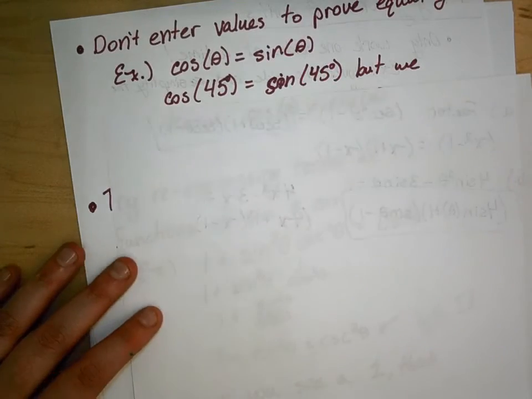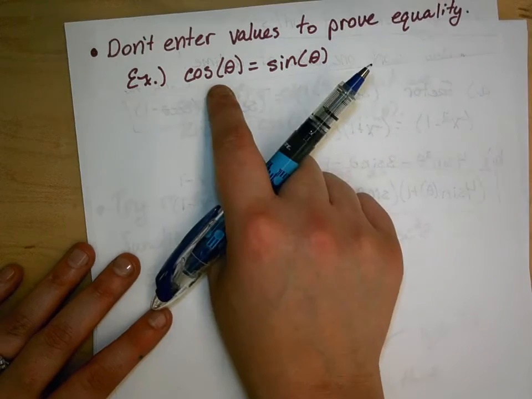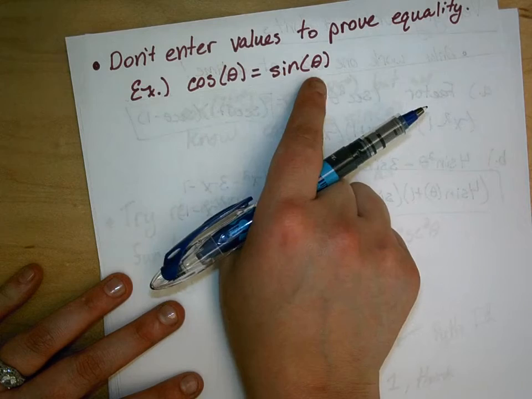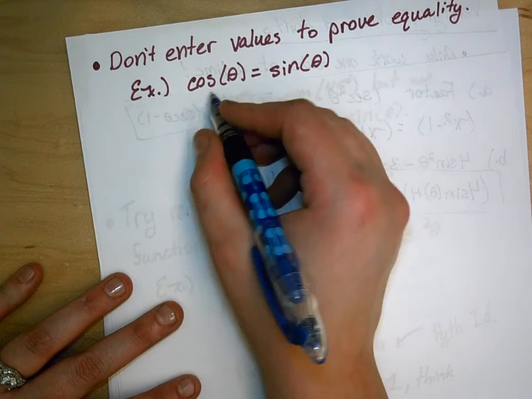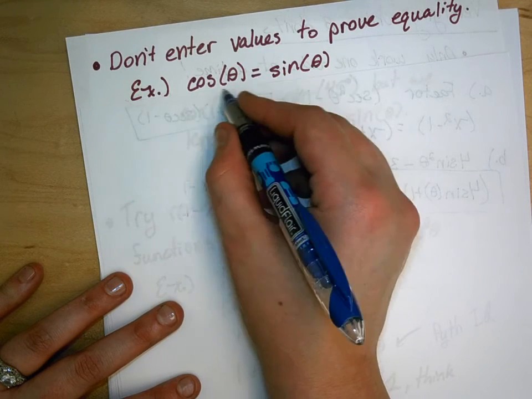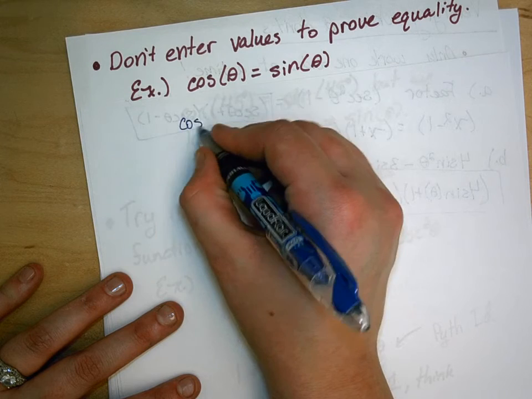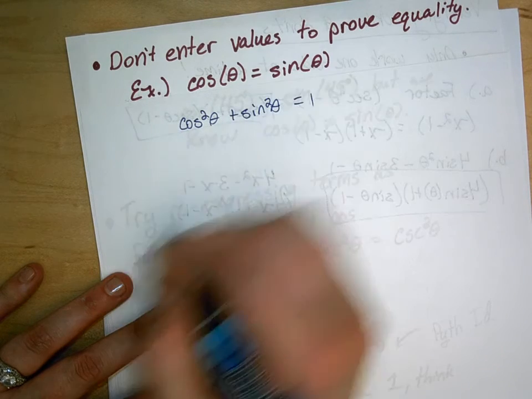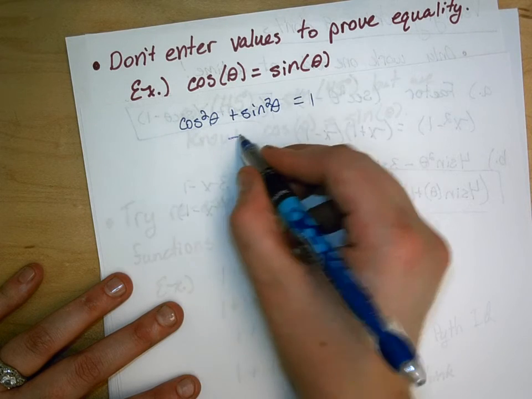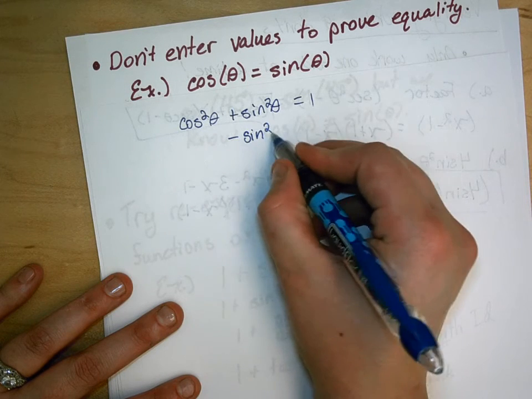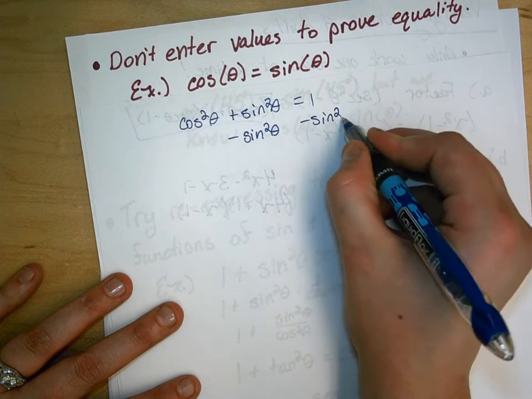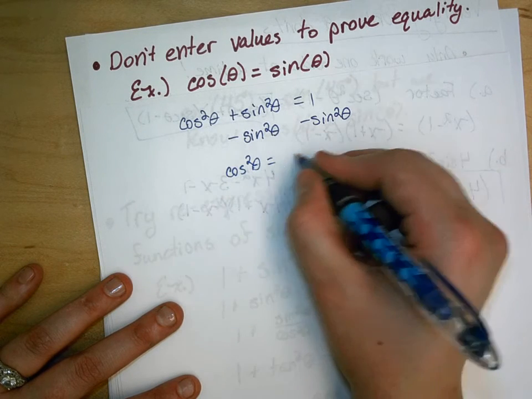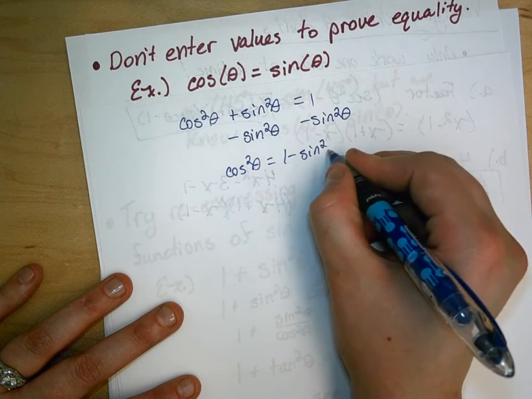what happens if I only work one side of the equation of something that's not true. So we know that cosine theta doesn't equal sine theta, but let's verify. So I know that cosine squared plus sine squared equals 1. So if I subtract sine squared theta from both sides, then I get that cosine squared theta equals 1 minus sine squared theta.